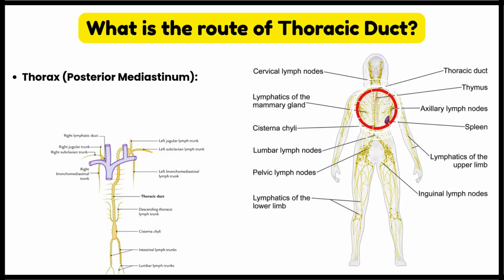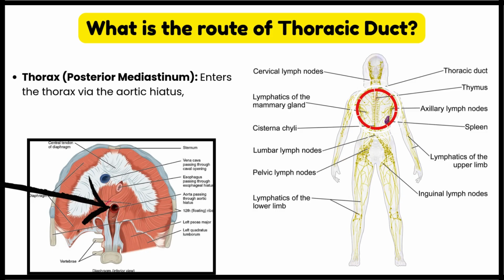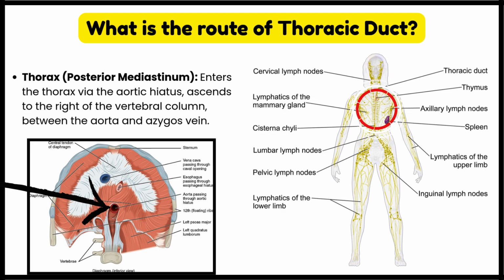Its route in the thorax, in the posterior mediastinum. The thoracic duct enters the thorax via the aortic hiatus. Then it ascends to the right of the vertebral column, between the aorta and azygos vein.